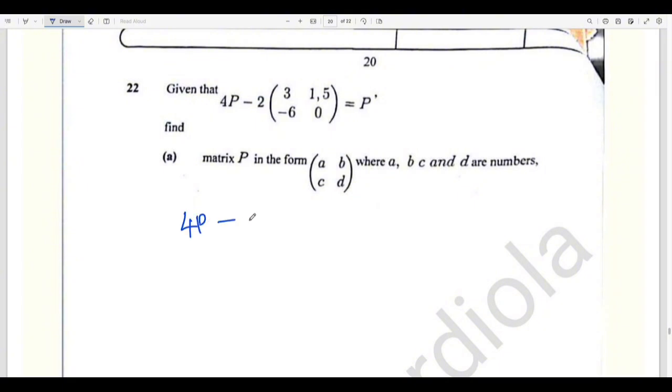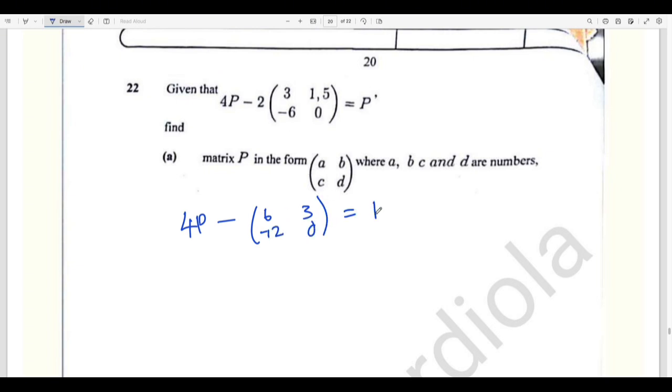You've been given 4P minus, and you're going to have that scalar 2 multiply every term in the brackets in the matrix. So 2 times 3 gives you 6, 2 times 1.5 gives you 3, 2 times minus 6 gives you minus 12, and then 2 times 0 gives you 0. Then you close your bracket. So when you expand it, you have 4P minus the matrix 6, 3, minus 12, 0 equals P.